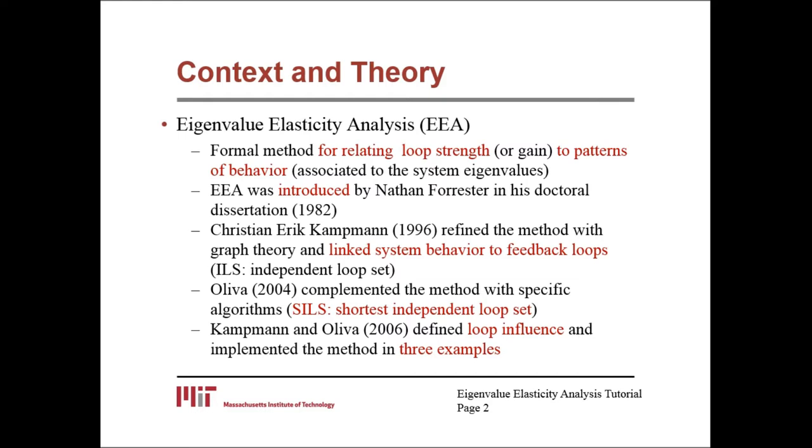So a brief history about this method. This method was introduced by Nathan Forrester in his PhD dissertation back in 1982. Christian Kampmann in 96 refined the method with graph theory and linked the systemic behavior to feedback loops. Rogelio Oliva in 2004 complemented this method, defining how to choose an independent loop set from the complete loop set that we can have in a system dynamics model.